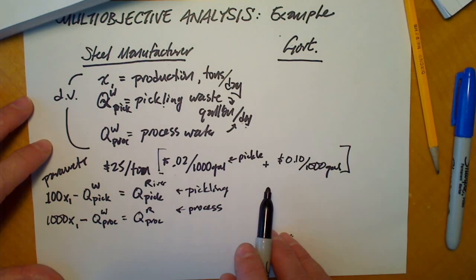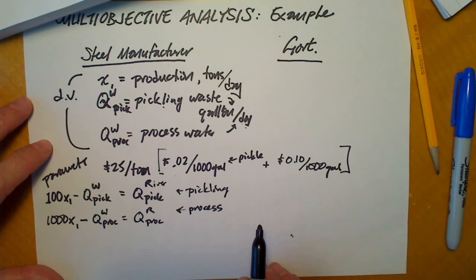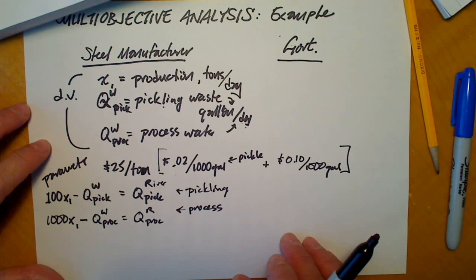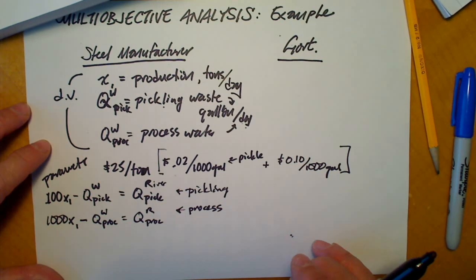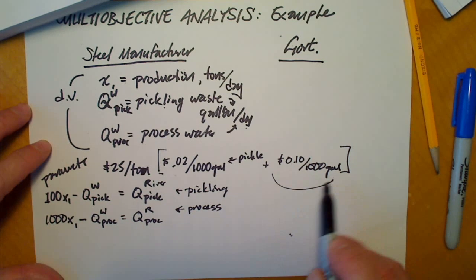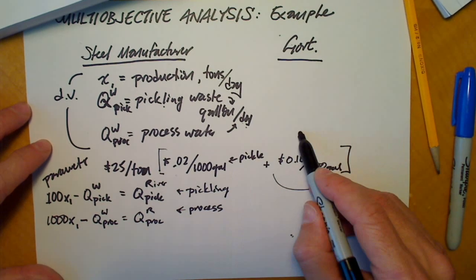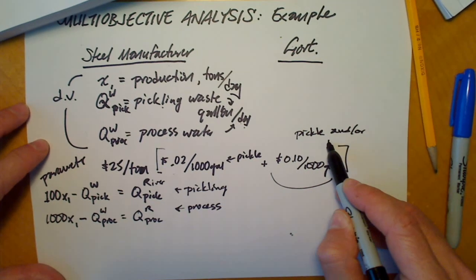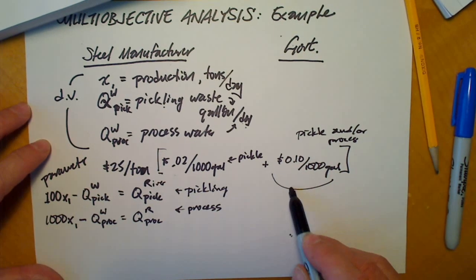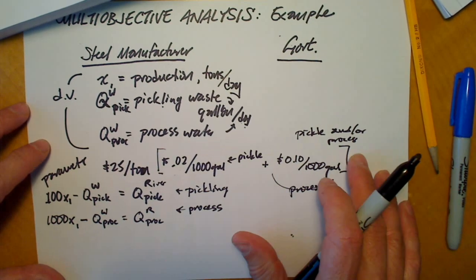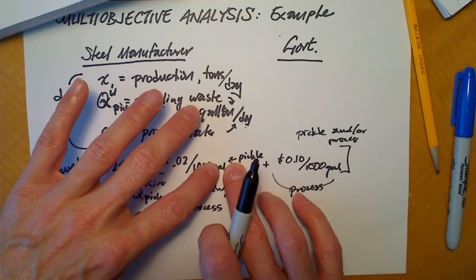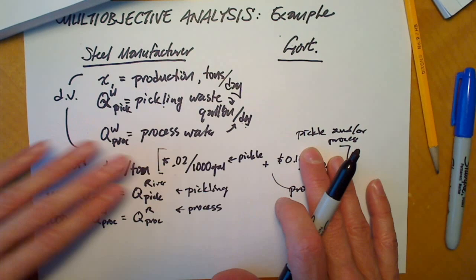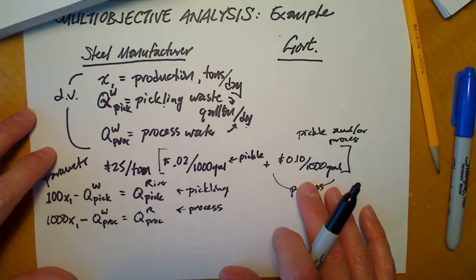Now we've got to move on to the process waste. The treatment cost of the process waste, because it doesn't require pre-treatment, is only this 10 cents. This is for pickle, and this is for pickle and process. So you've got to sort out in the cost function what the cost of treating the pickling waste is, which is more expensive, and what the cost of just treating the process water is. Those are some of the parameters.